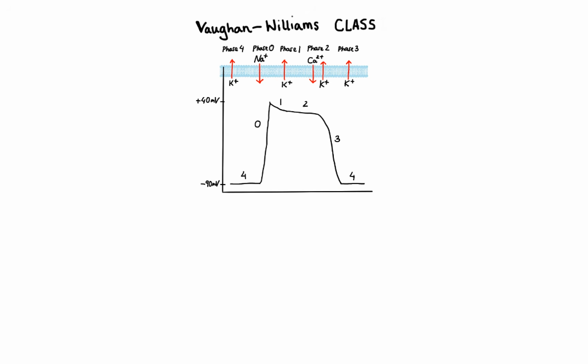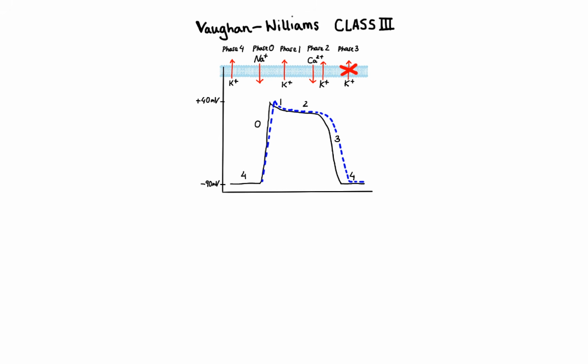Now let's move on to class 3 antiarrhythmic drugs. So class 3 agents work mainly by blocking the potassium channels that are responsible for the phase 3 repolarization. This leads to an increase in duration of action potential and an increase in effective refractory period.